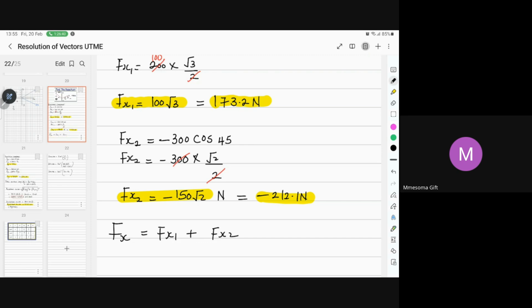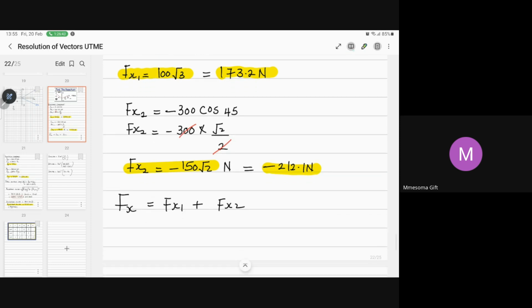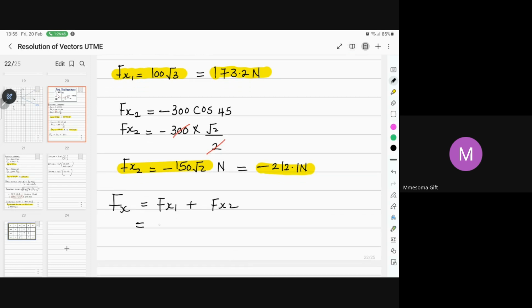Yeah. So now let's add our F components together. So F of X will be equal to what? Add 173.2 plus, not plus again, minus, because plus and minus is minus, 212.1. So what's the value you have? Total Fx will be what? Minus 38.9. So we'll have minus 38.9 Newton as the total horizontal component. Is that also minus 39 Newton?